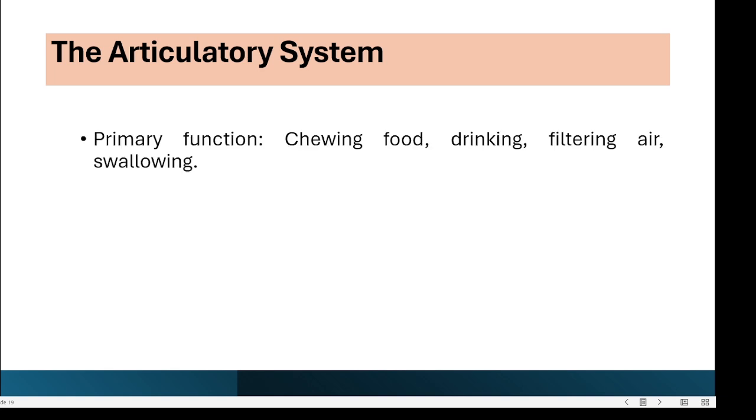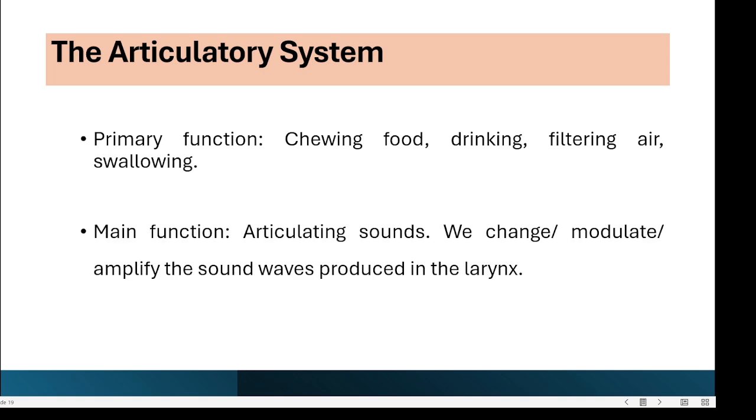Let's move to a different system, the articulatory system. As we know, the primary function in this system, related to feeding, is that of chewing food, to break down food, drinking, filtering air, swallowing, while the main function in relation to speech production is that of articulating sounds. How do we articulate sounds? By changing or modulating or amplifying those sound waves that were produced in the larynx.